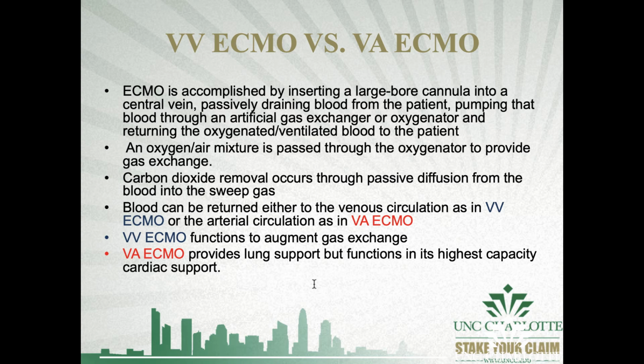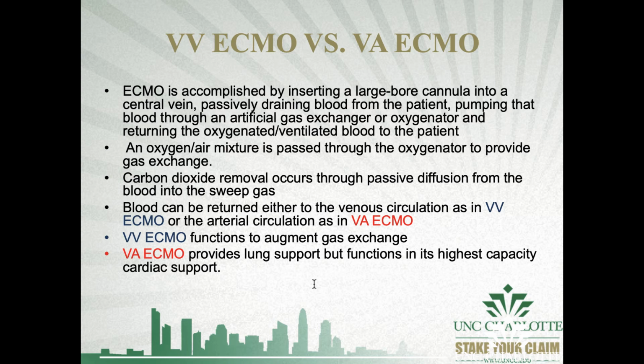So basically with ECMO, we put a large bore cannula into some sort of big vessel, a central vein. It could be the IJ, the femoral vein, the femoral artery, the right common carotid artery, or the subclavian, depending on how you want to configure these things. It can be centrally located, with your chest open and into either the right atrium or IVC, and then subsequently into the base of your aorta. So it all depends, and we'll talk about that in a second.